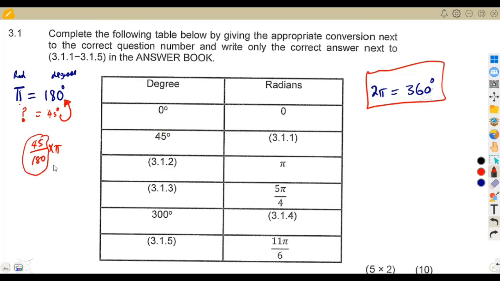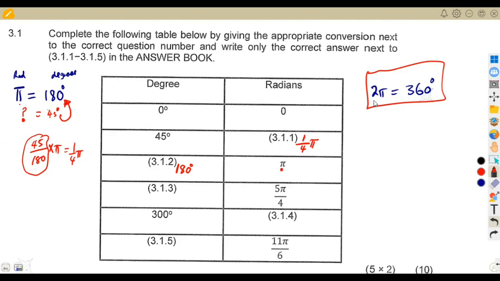On your calculator, it is going to be 1 over 4 pi. So this one is going to be 1 over 4 pi, or simply pi over 4. All right, then here we are given pi. I already said pi is 180. Pi is equal to 180, so this one is 180 degrees.